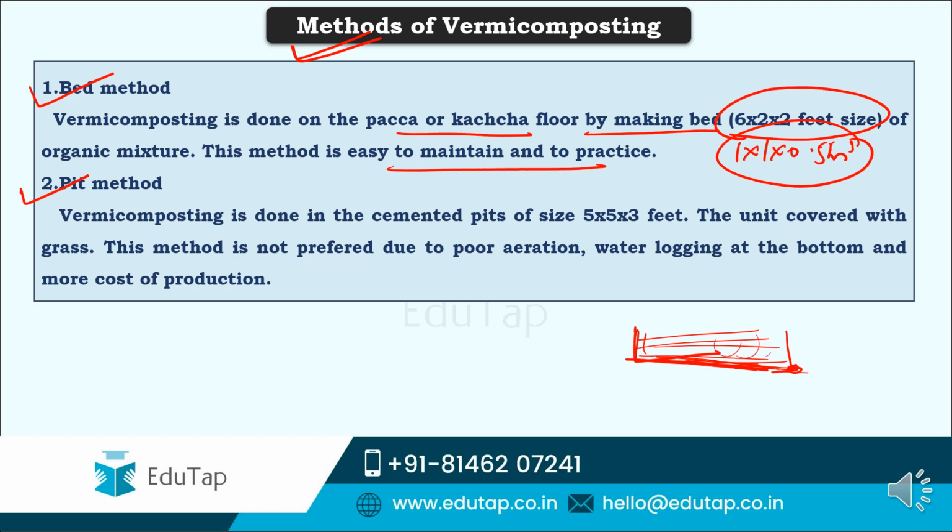Next is the pit method. Here this is done in cemented pits of size 5 into 5 into 3 feet. This unit is covered with grass. This method is not preferred, because of the poor aeration, water logging at the bottom, and more cost of production. So because of that this is not preferred, but yes, the bed method is the most preferable method of vermicomposting.